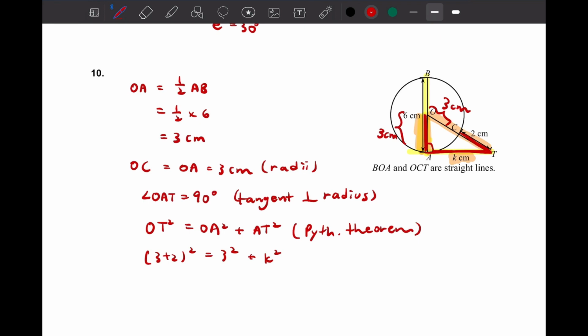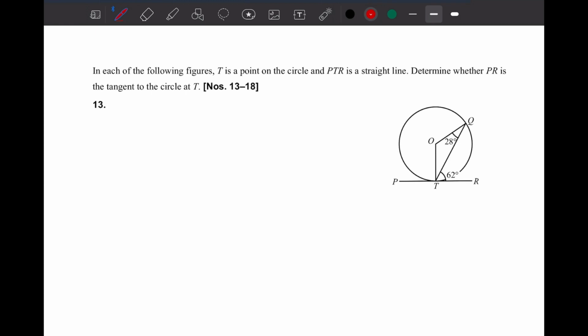So OT is 3 plus 2, and then AT is k squared. So k squared equals 16, and k is equal to 4, or k is equal to minus 4, but a length cannot be minus, so minus 4 is going to be rejected. So make sure when you get a square root of a number, there is a positive number and a negative number.